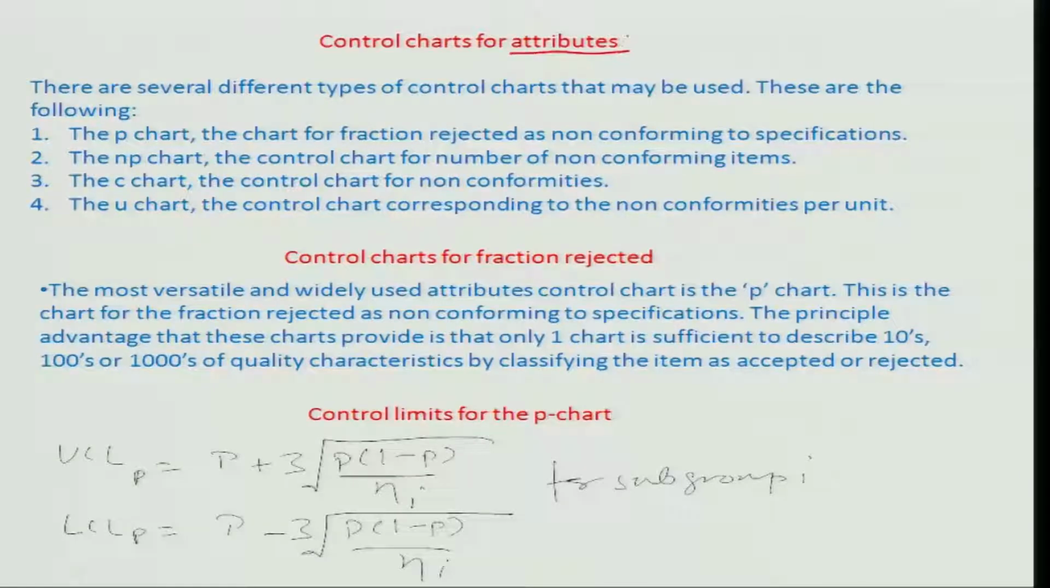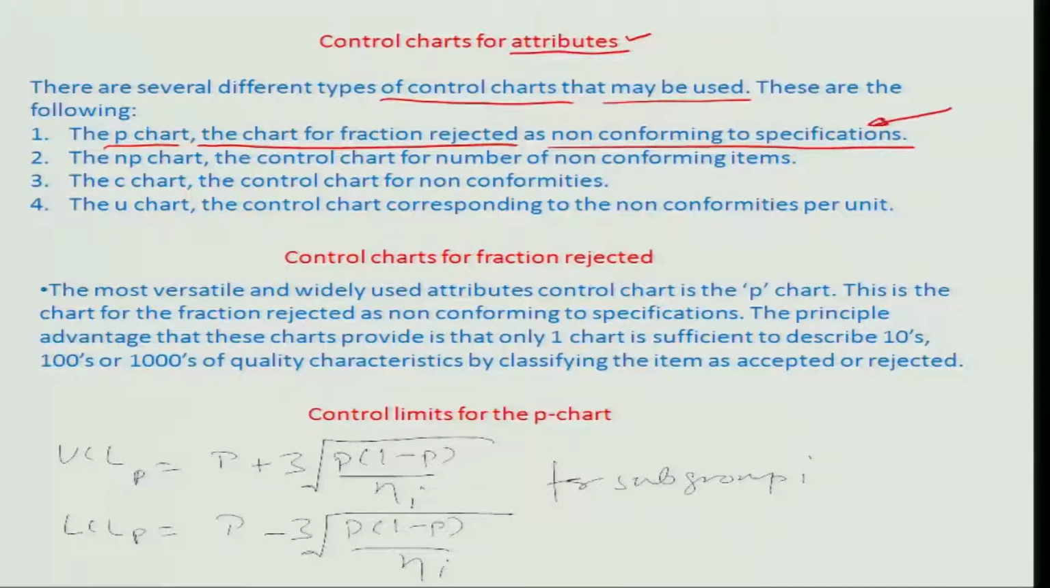So, let us first look at what kinds of control charts are available for attributes, or quality parameters which can be judged without mentioning any appropriate quantity, where only qualitative judgments can be passed. There are several different types of such control charts that may be deployed. One of them is the P chart. The P chart is the chart for fraction rejected as non-conforming to specifications.